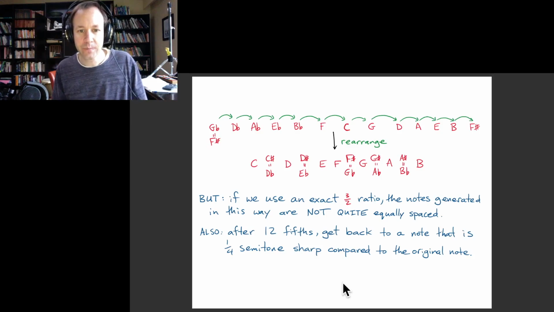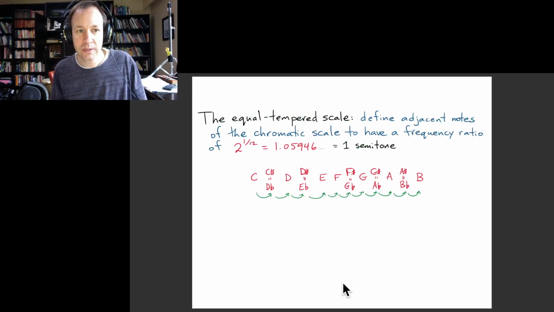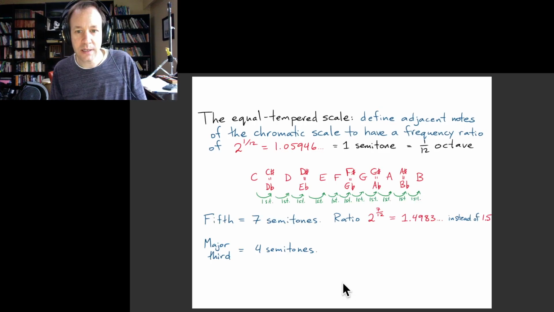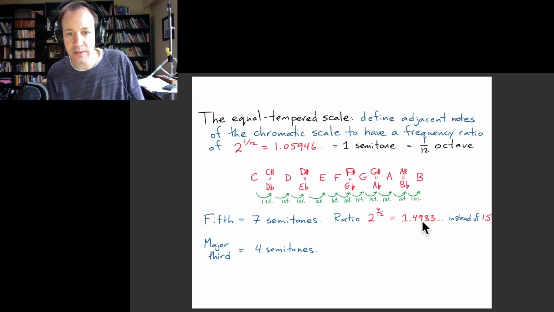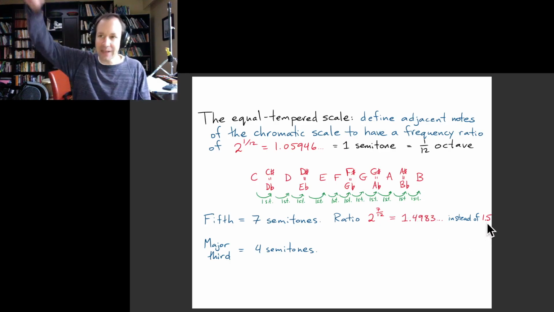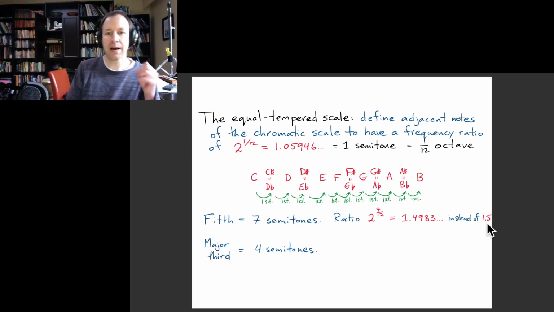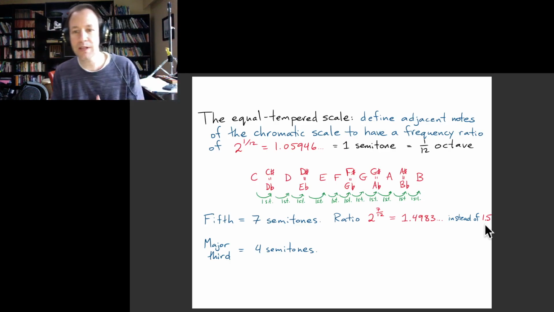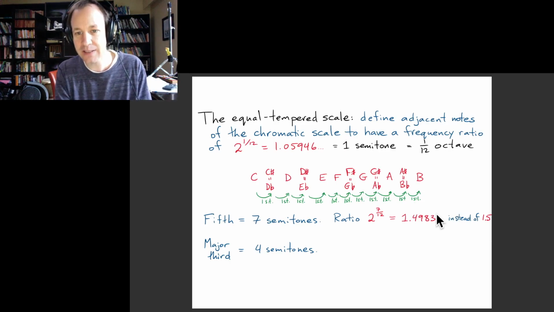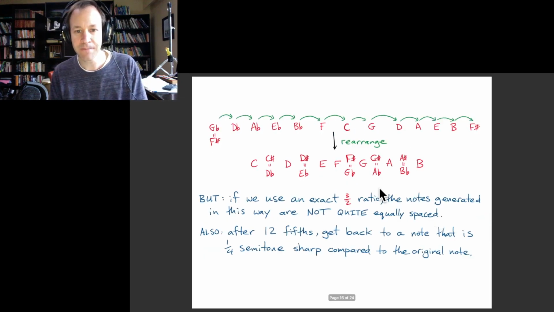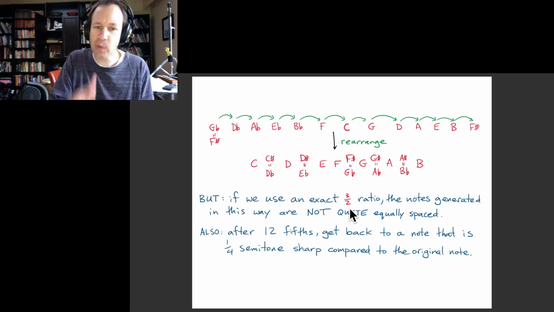So we can basically fix this by changing the ratio that we define to be a fifth to a slightly different ratio. If we took this ratio, 1.4983, instead of 1.5, and then defined the chromatic scale again using this series of fifths, we would get exactly back to the same note after 12 steps. So 12 of these steps would be exactly 7 octaves, whereas 12 of the 3/2 steps is not quite 7 octaves.